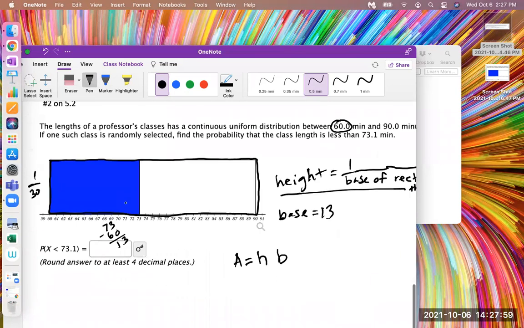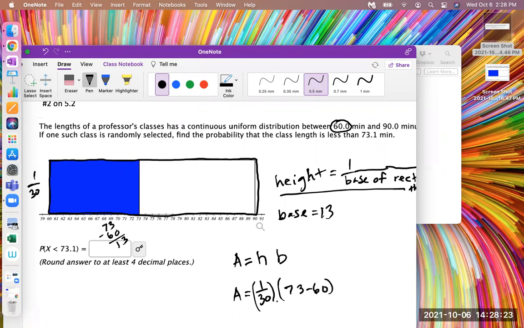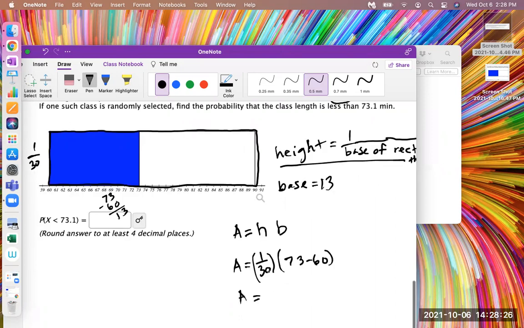Now we can focus on finding the area of this blue rectangle. The area of this blue rectangle is going to be the height, which is 1/30, times the base of that blue rectangle, which is 73 minus 60, which is 13/30. Okay, I note that can't be reduced. So there we go. That is our answer.